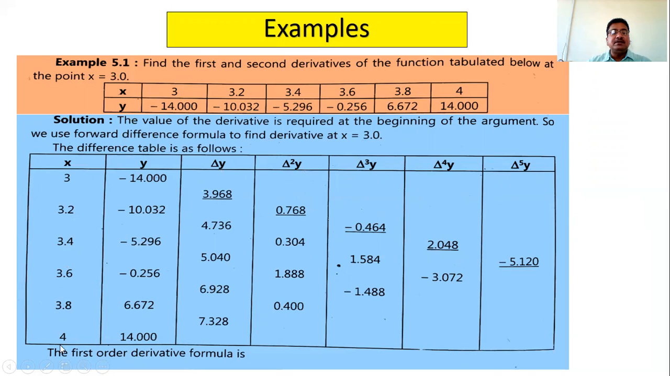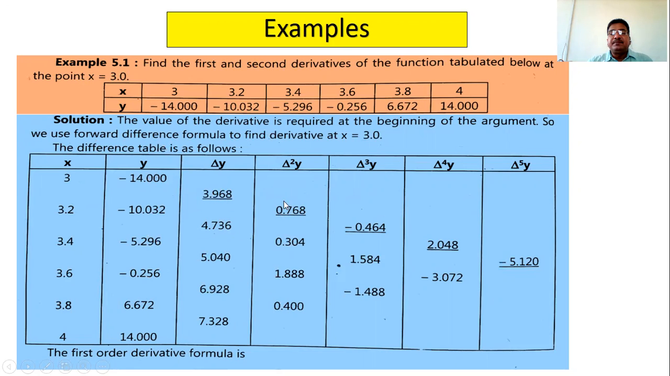The first column is the values of x, and the second is the values of y. Then delta y, delta square y, delta cube y, delta raised to 4 y, delta raised to 5 y. These are the entries, and all of you know how the forward difference table is prepared. That is, the value of this minus this at this place. Then what is this entry? This minus this at this place, and in this way. What is this entry? This minus this at this place.